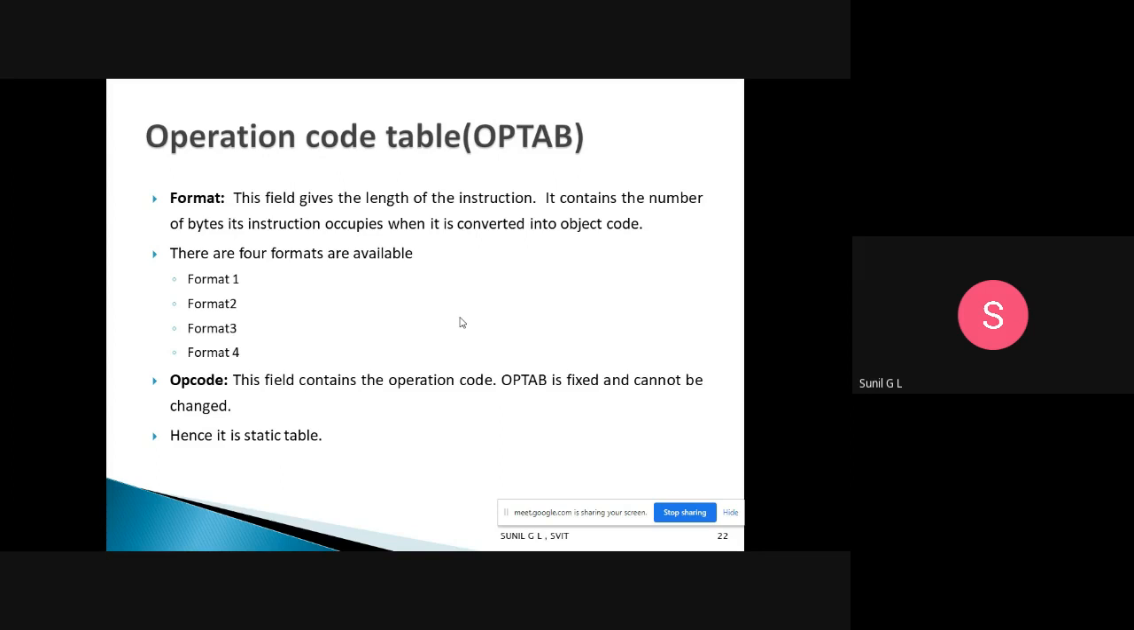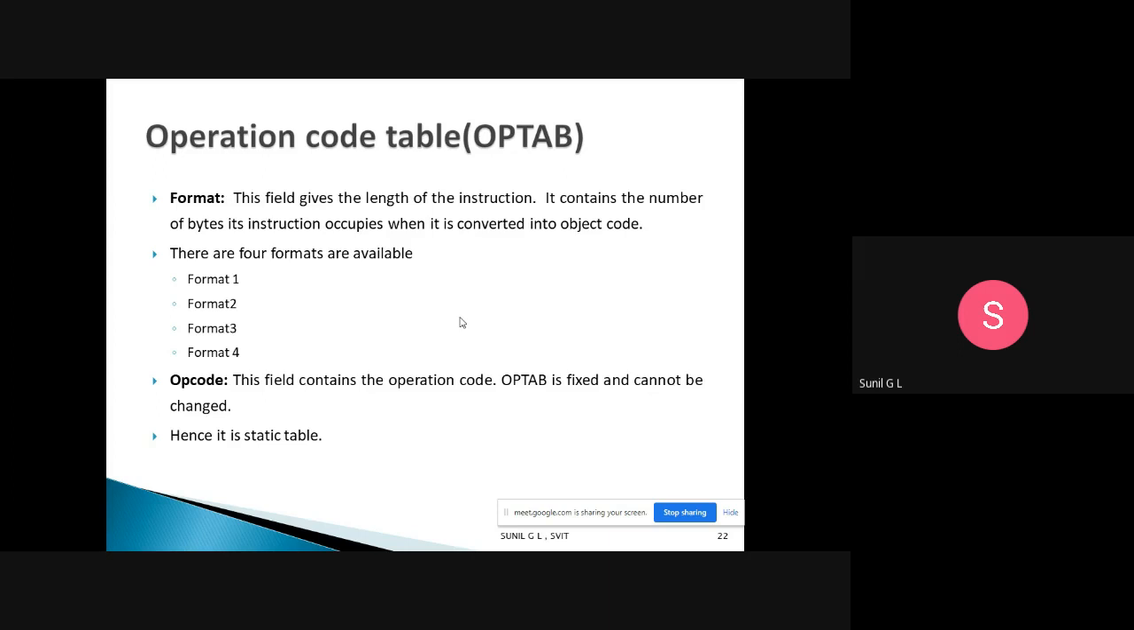If the instruction is using 3 bytes, then we will call it format 3. These three formats are available in SIC machine architecture. In SIC/XE machine architecture, in addition to that, we will have format 4. It means the instruction which is using 4 bytes of instruction format, so we will call that format 4. So these are the 4 different formats available.